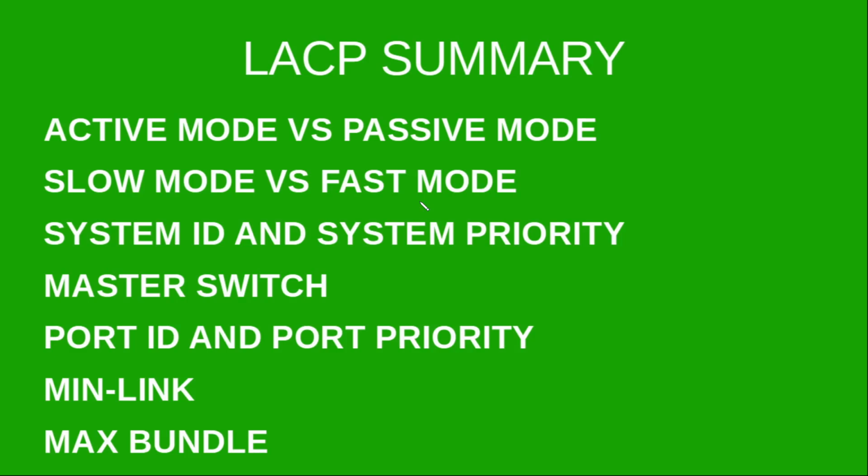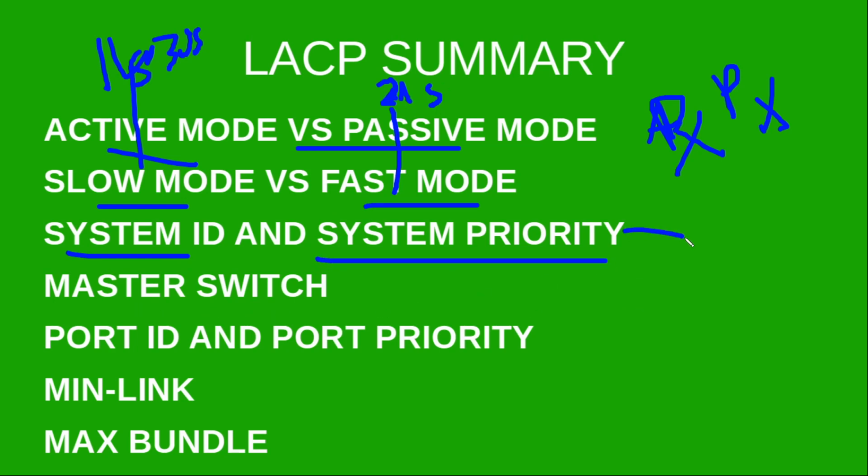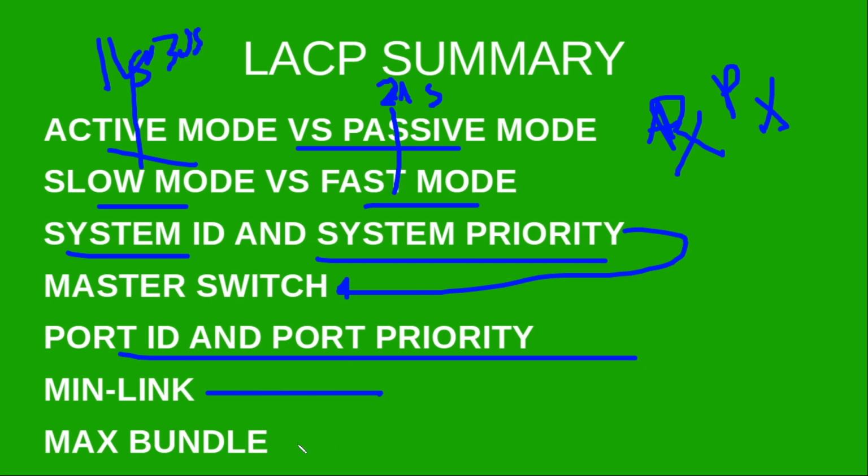So this is the summary for LACP. Remember that we have active mode and passive mode. If you configure both sides as passive, your link will not come up. You have slow mode and fast mode: slow mode will give you 30 second hellos and fast mode will give you 1 second hellos. You can configure a system ID and system priority in order to elect the master switch. Ports have a port priority, and LACP will give you these features: min-links and max-bundle.